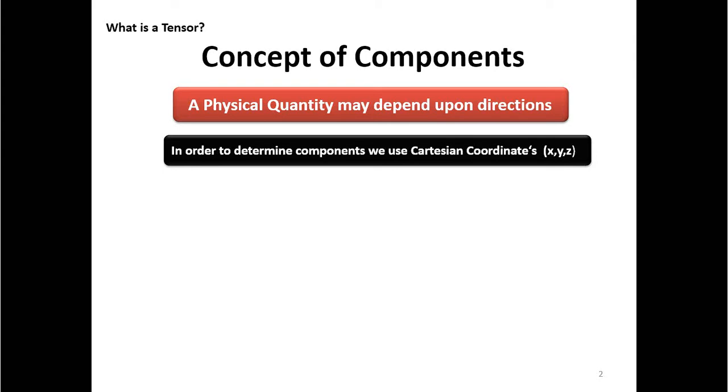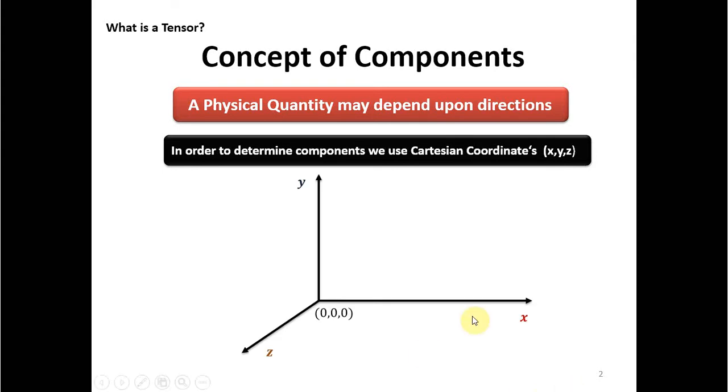And this coordinate system is made from a line along the horizontal, which is called the x-axis, a line along the vertical axis, which is called the y-axis, and a third direction, which is perpendicular to both of them, called the z-axis. And the point where they all meet is called the origin. Now we can use this Cartesian or rectangular coordinate system to determine the components of any physical quantity.